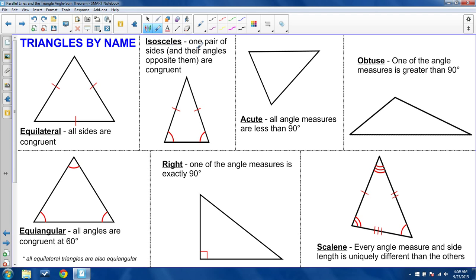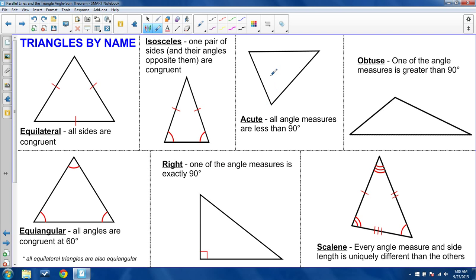Then there's the isosceles triangle, where one pair of sides, these two sides next to each other, and their opposite angles are congruent. So two sides and two angles are congruent, but not necessarily all three sides or all three angles. Then there's the right triangle, where one of the angle measures is exactly 90 degrees. This perpendicular symbol helps note that. So the right triangle is exactly 90 degrees.